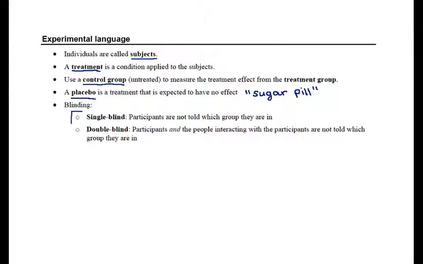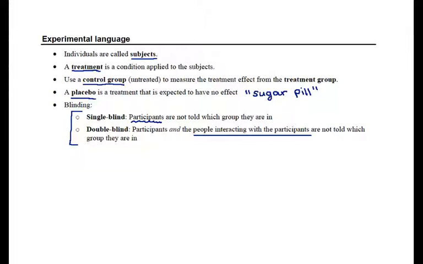Blinding is often necessary also. The blinding is behind the idea of a placebo. A blind experiment is an experiment in which people don't know what treatment they're getting. So single blind, the participants themselves don't know what treatment they're getting. This would be the point of using a placebo. Double blind, the participants and the people interacting with the participants don't know what treatment they're getting.